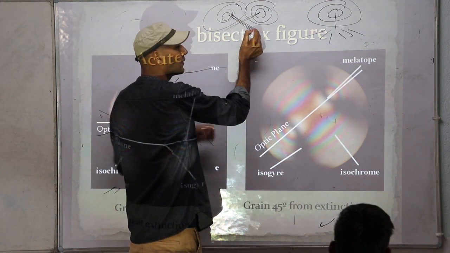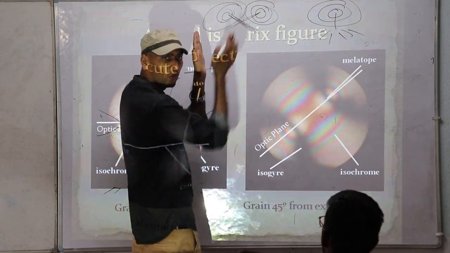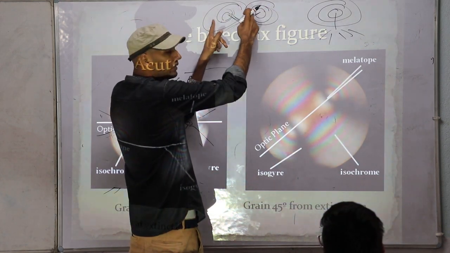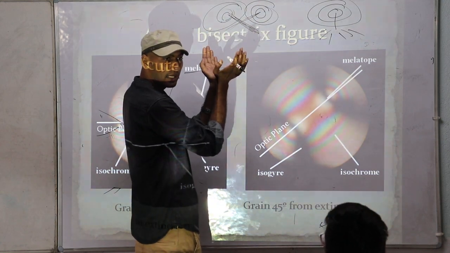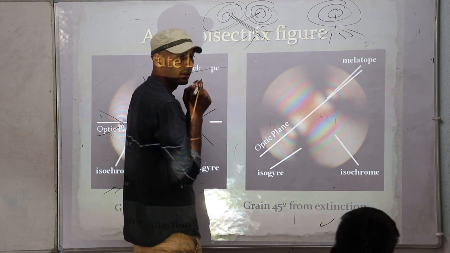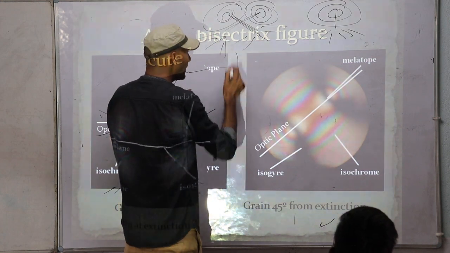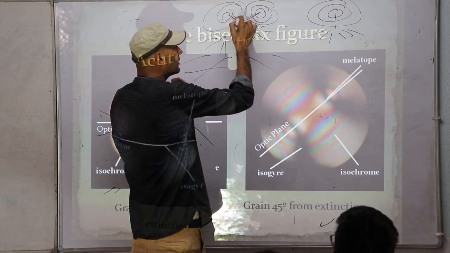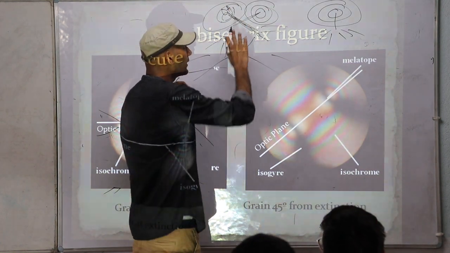While considering this optic axis, if the isochromes are moving outward, it means the cones are moving outward. That means the angle of the cone is increasing. If this is the light ray, the angle of the cone is increasing, right? This is like this, right?